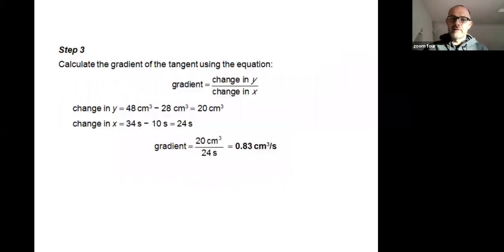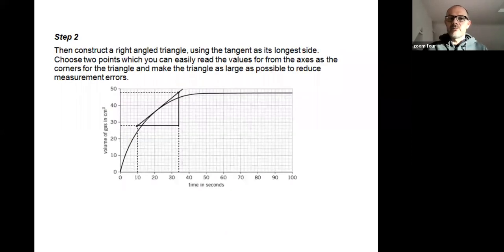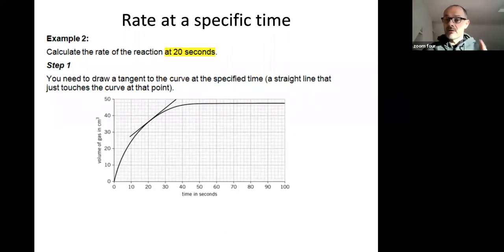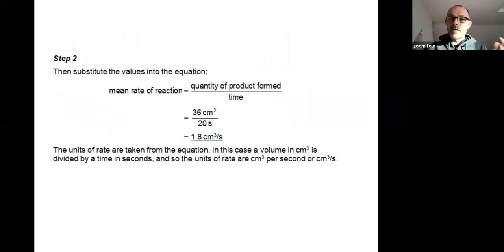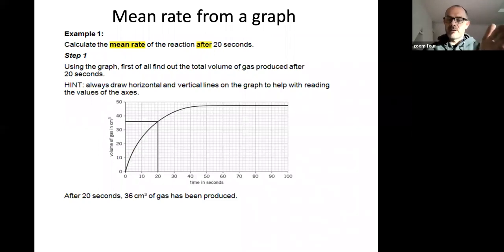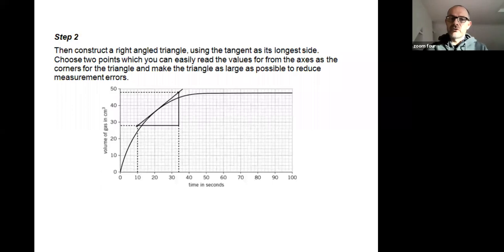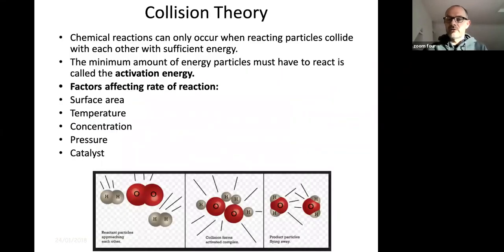So those are your two techniques. Rate at a specific time: gradient of the tangent. Mean: you're just dividing the amount produced by the time taken. Have a look at those two slides. This is not a huge part of this topic, which is why I've gone over it really quickly, and it's something that we'll practice when we're back in school because it's one of those things that you need to do.